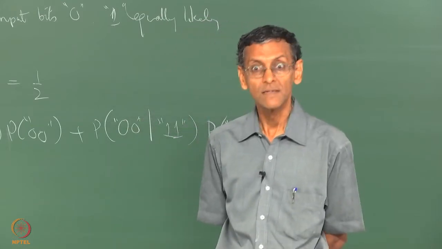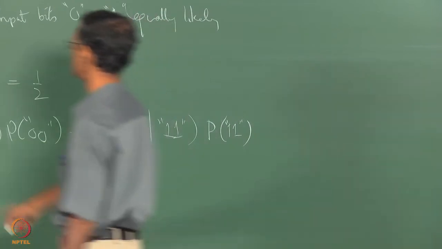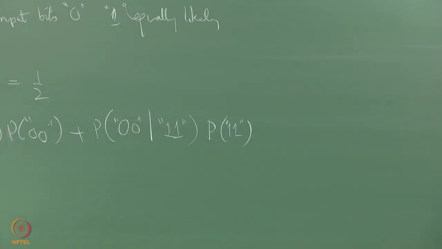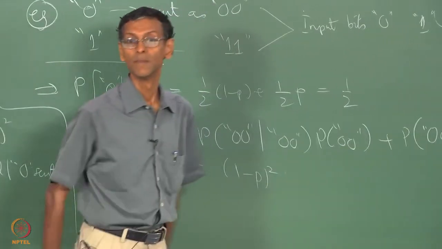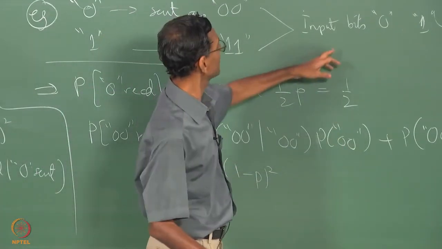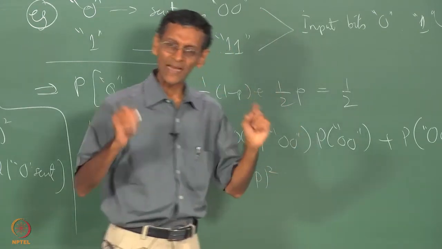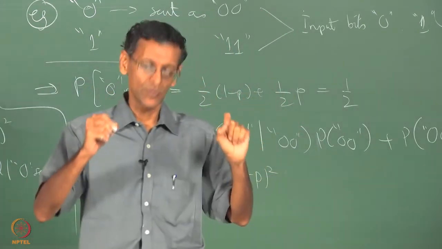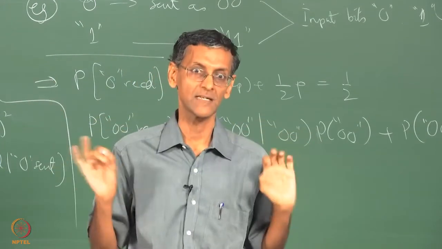So you only have this. Now you write this out. This is going to be 1 minus p squared, and this is half, because this is the same as this input bit 0, right. I am looking at, suppose you are looking at a single transmission of a single input bit which is sent as a double 0.